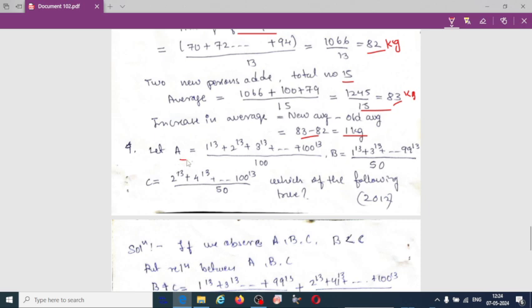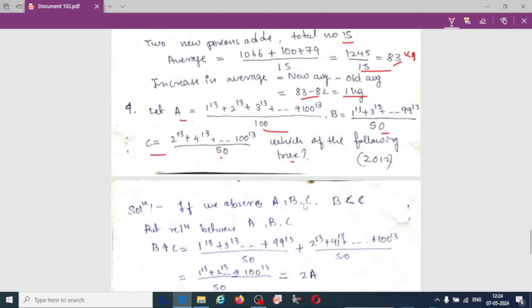So next question, A is given by this equation: 1 to the power 13 up to 100 to the power 13, divided by 100. B is given by odd numbers: 1 plus 3 plus 5 to the power 13 up to 99 to the power 13, divided by 50. C is given by the even numbers ratio. Here the ratio of B and C is the same, 50. Which of the following is true? That means you need to identify the answer here.